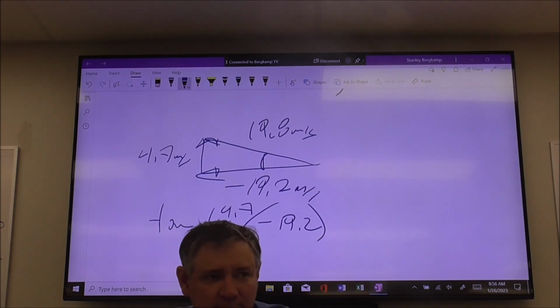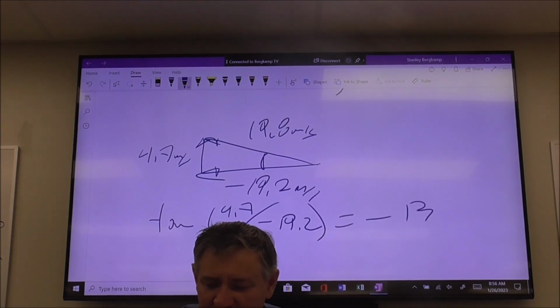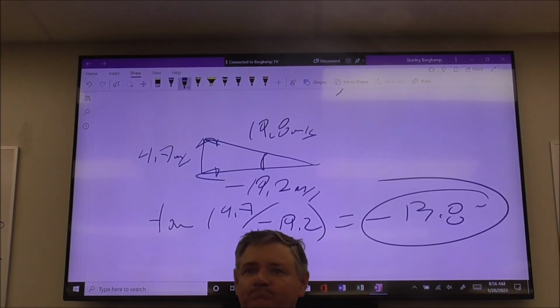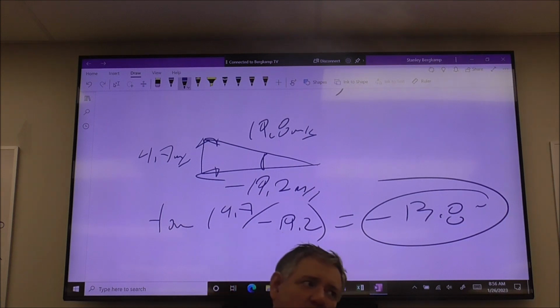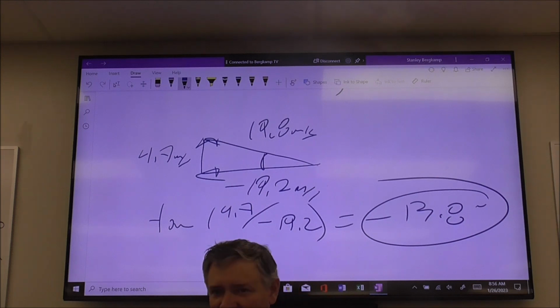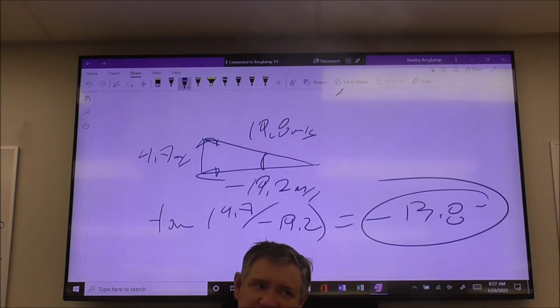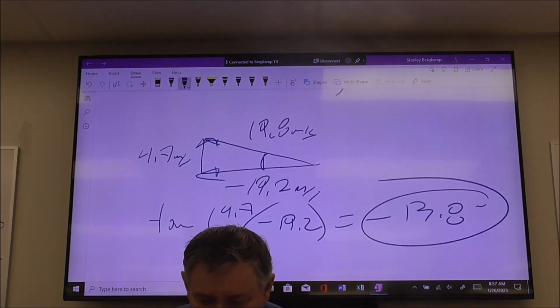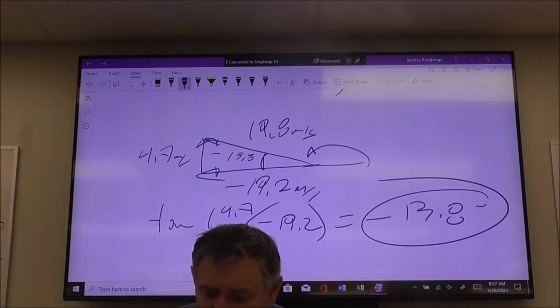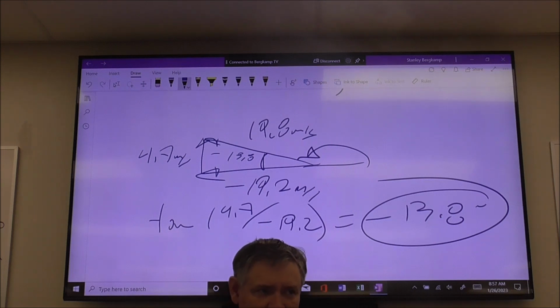What'd you get? Negative 13.8. Your calculator says the angle is negative 13.8 degrees. Calculator doesn't understand quadrants. Doesn't understand the fact that it's over there in that second quadrant, and it certainly doesn't understand vectors. So this is why you make a sketch. Negative 13.8 degrees doesn't make any sense at all. But here's the point. The angle that I need is this one. I don't need this angle.